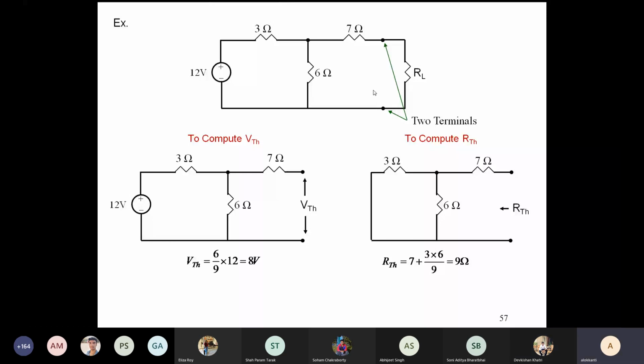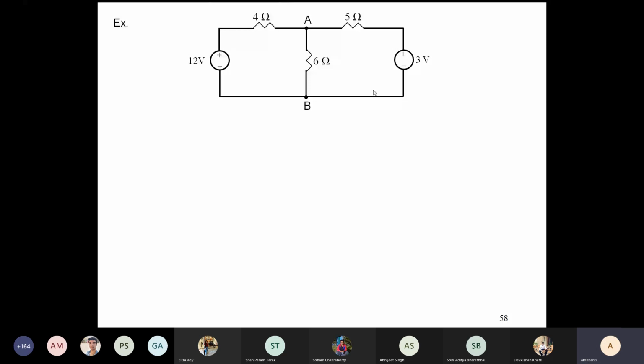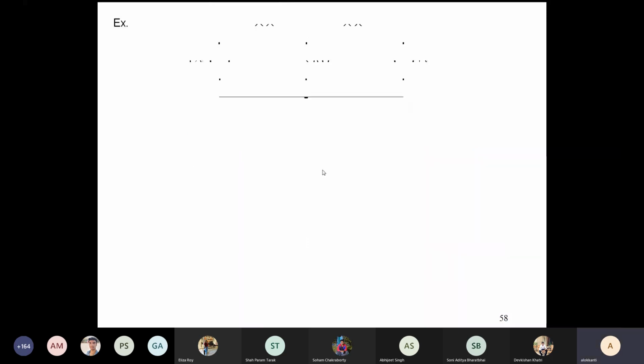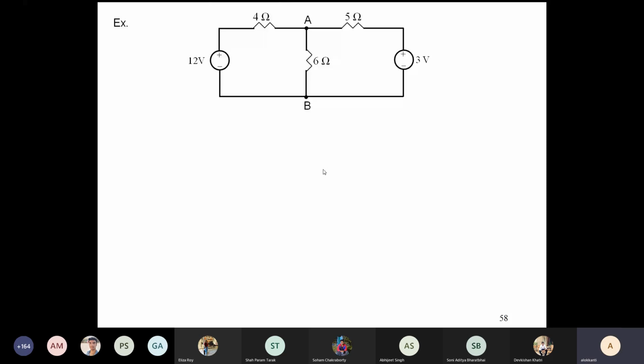So once you have this, what is the circuit? Once you have this, then you can replace with VTH, RTH and RL. But for this circuit you also need the actual value of RL, which I have not given. If the actual value of RL is given, you can find out the current. We'll do some more examples. Suppose I give you this, and I ask you to find out the current through the 6 ohm resistance.